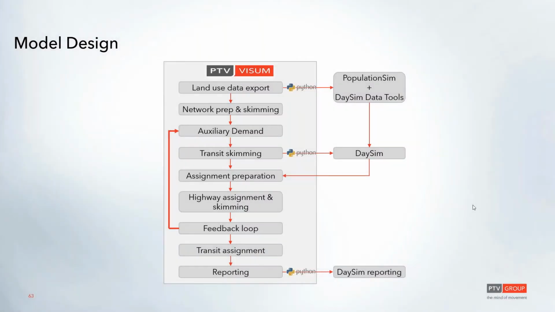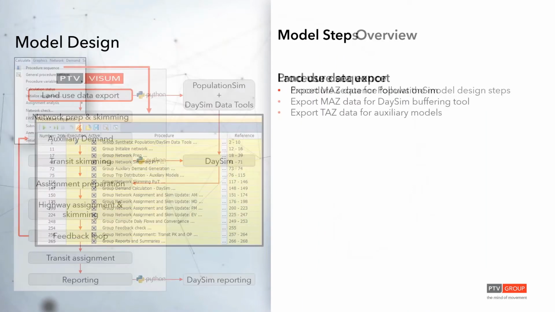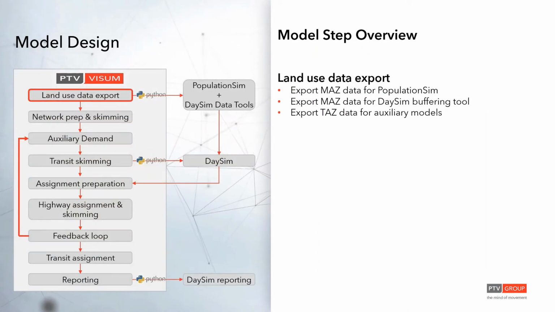So let's go through these steps quickly, just to understand how the model system is working and how the model is designed. The first step is land use data export. All the input data is stored within the Visum version file. And I talked about how there are two geographies in NERPMAB. There is MAZ and TAZ, and I'll show you how those geographies are represented in the model structure.